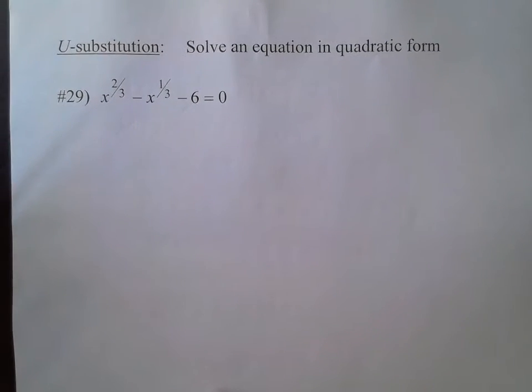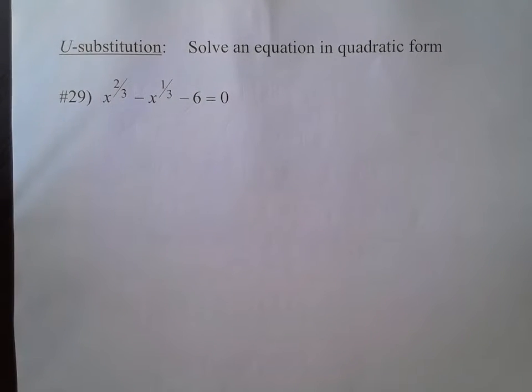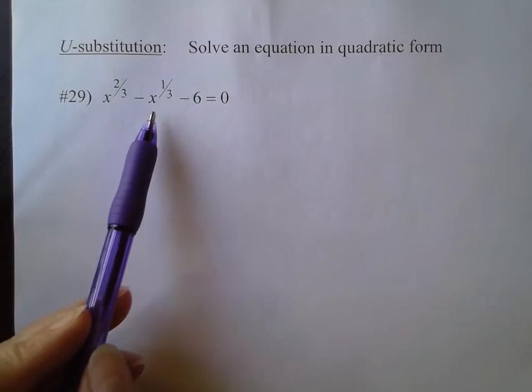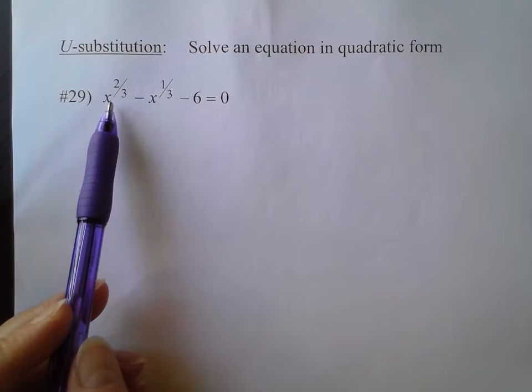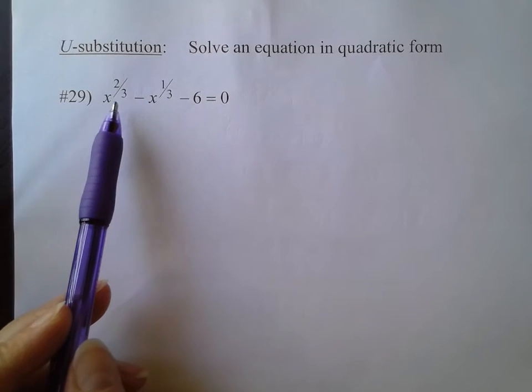One more topic in this section that I don't want to leave out, because I feel like this is a good skill to have going into calculus, and that's the idea of u substitution. We're going to use it when we have an equation that's in quadratic form. That's when we have a variable in the center, and the leading term has an exponent that's twice as big. That's how we know it's going to be quadratic form.